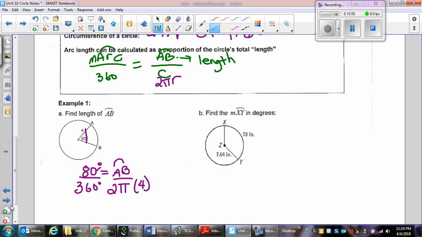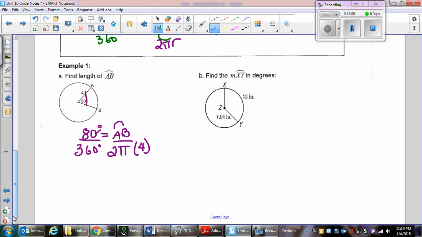When you do the math, I like to leave everything in terms of pi, so that I'm not dealing with rounding and whether it's perfect. So I try to leave it in terms of pi unless I have an equation that's already in decimal. Okay, so in this case, 2 times 4 is 8. 8 times 80 is 1600, so 160 pi equals 360 AB, right?